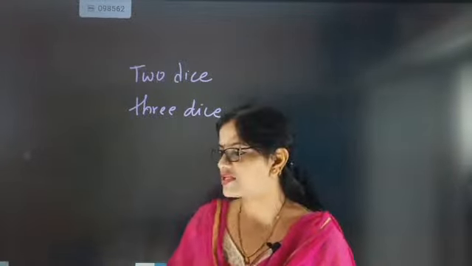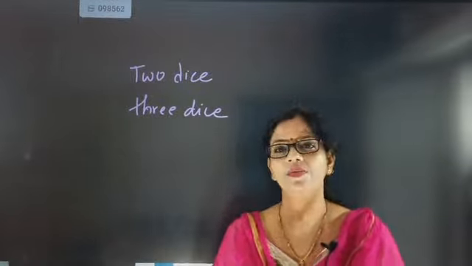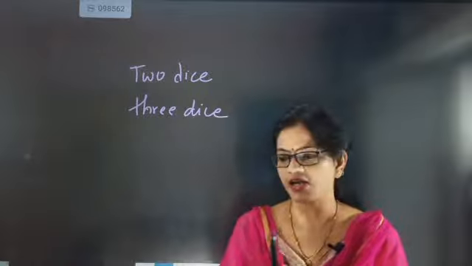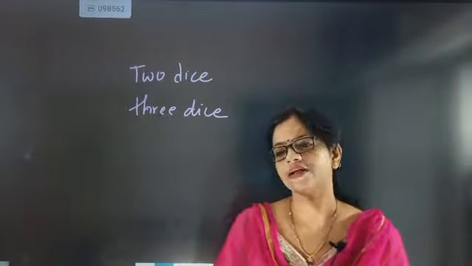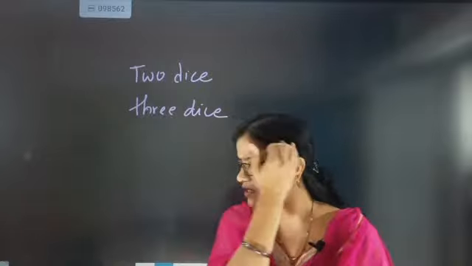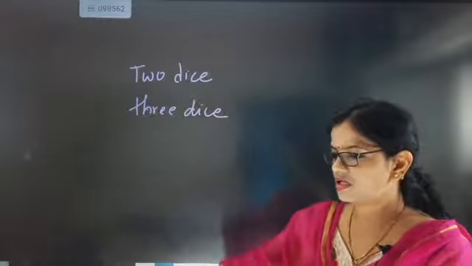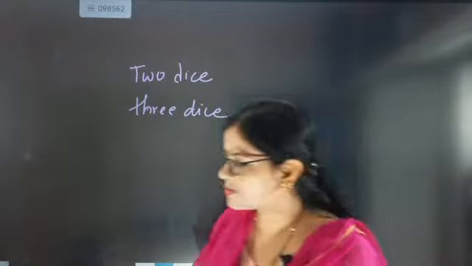1 dice means 6 sample space will be coming, like 1, 2, 3, 4, 5, 6. When 2 dice are rolled together, how many total possibilities will be coming? 216. Darshani, good afternoon. Okay, so total possibilities will be coming.